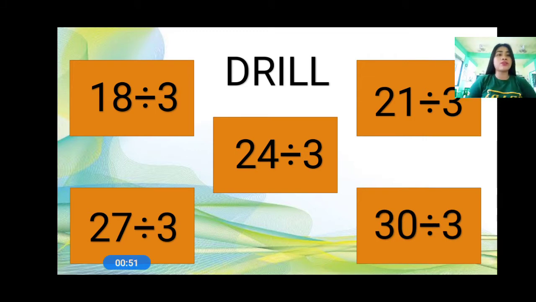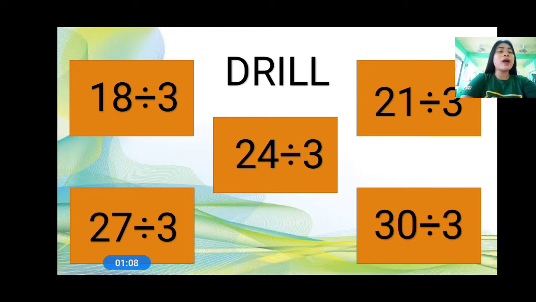Everyone, all together: 18 divided by 3 equals 6. 21 divided by 3 equals 7. 24 divided by 3 equals 8. 27 divided by 3 equals 9. And 30 divided by 3 equals 10.